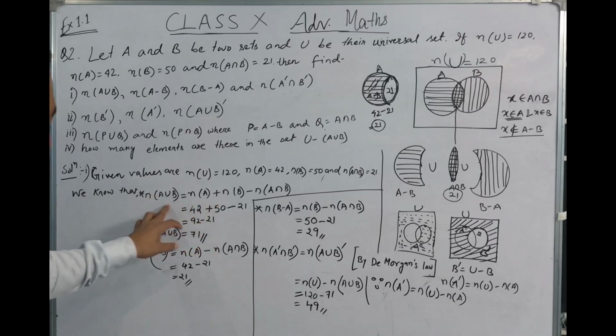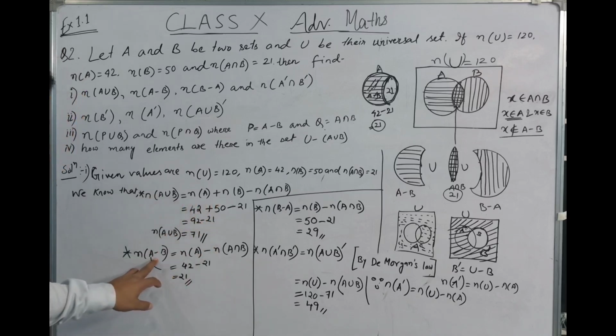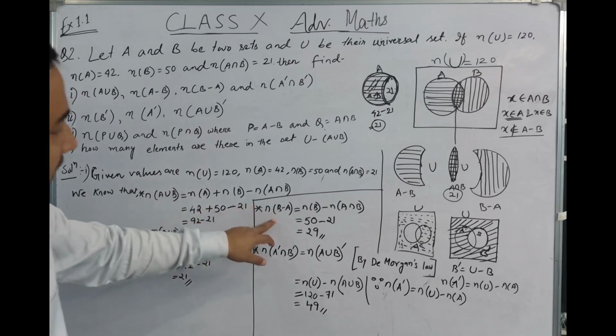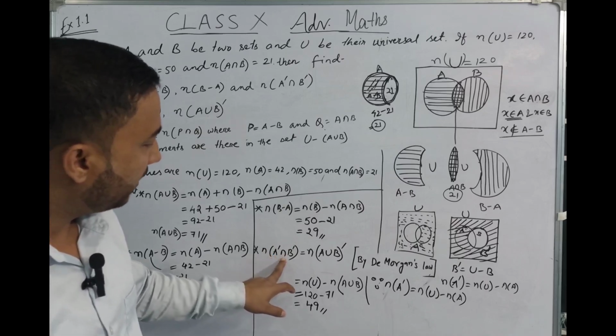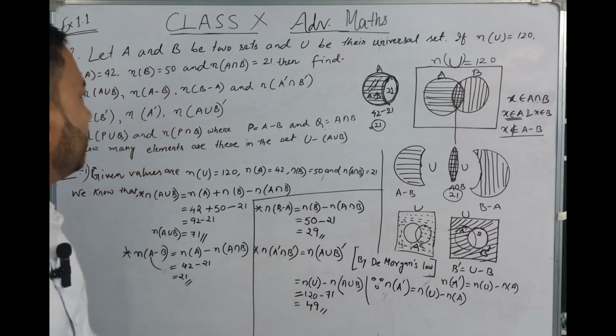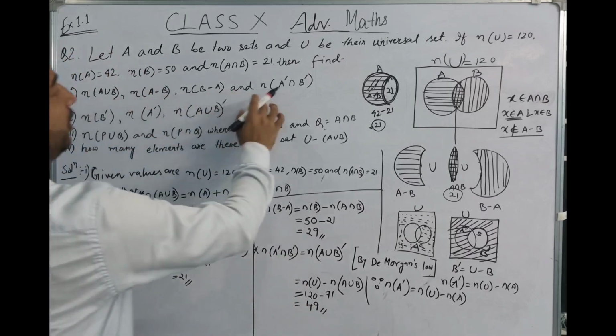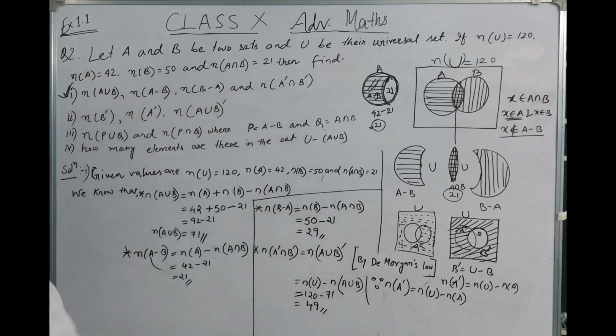So these are the four parts of question number 1. Number of A union B equal to 71, number of A difference B equal to 21, number of B difference A equal to 29, and number of A complement intersection B complement is equal to 49. So we are done with question number 1. Question number 1 is finished. Okay, this is done. Now we have question number 2.